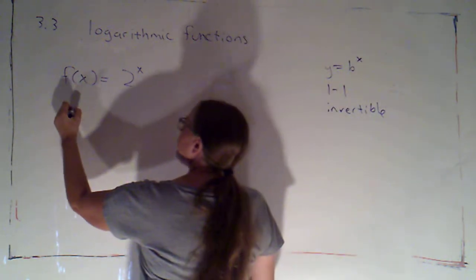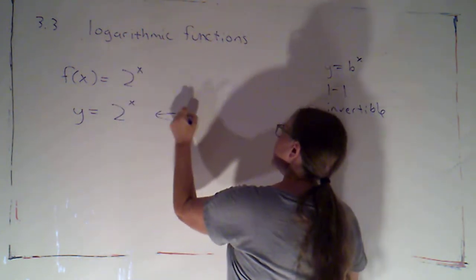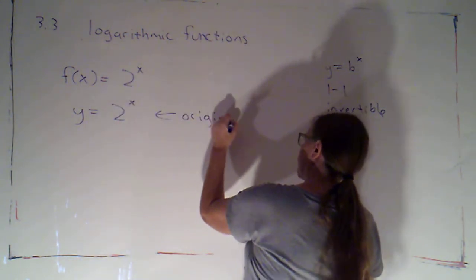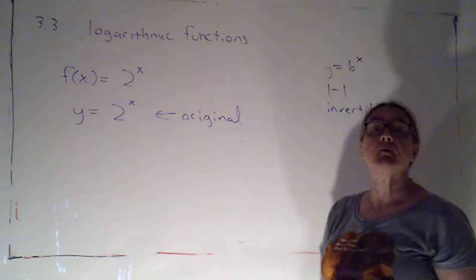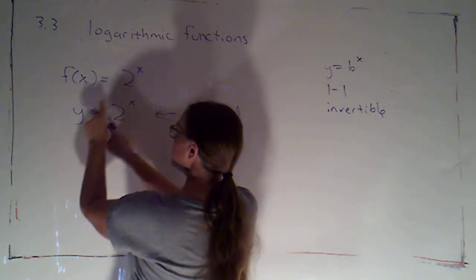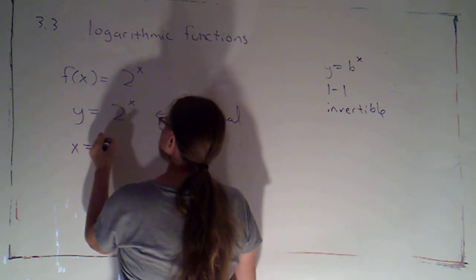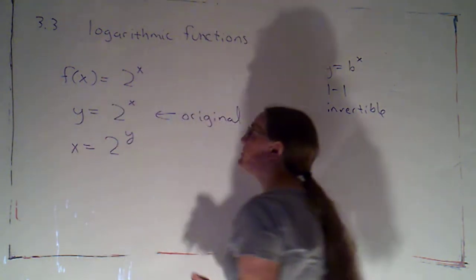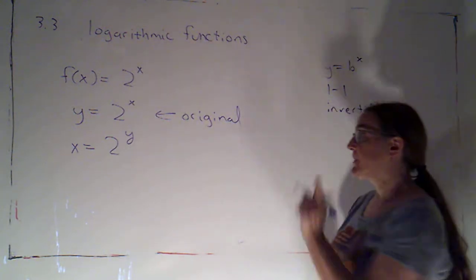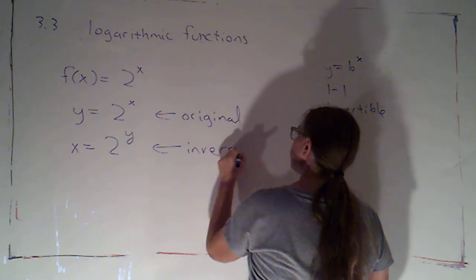Okay, so if I wanted to find the inverse, I would write y equals 2 to the x. That's the original function. To get to an equation that describes the inverse, I'm going to switch the roles of x and y. So I'm going to say x is 2 to the y. That equation right there describes the inverse.